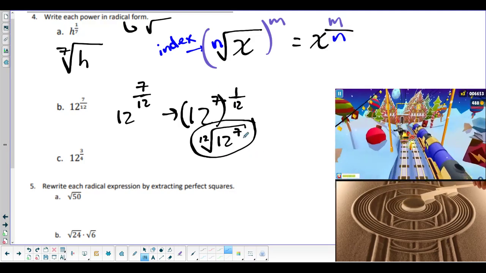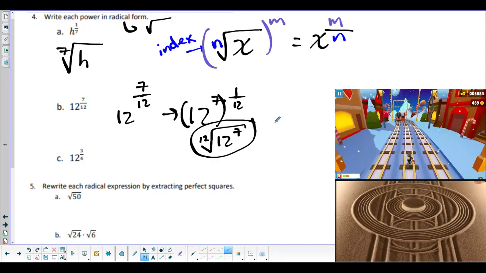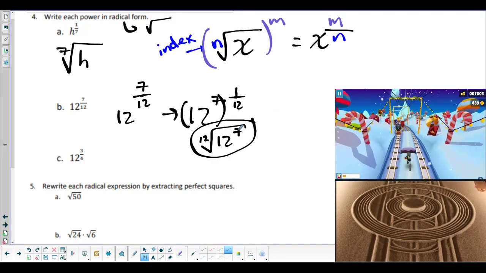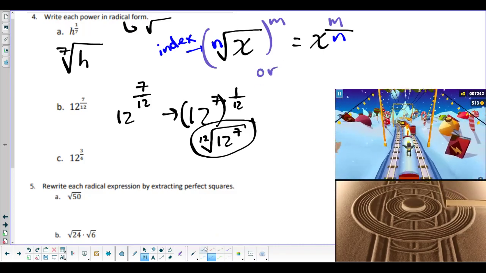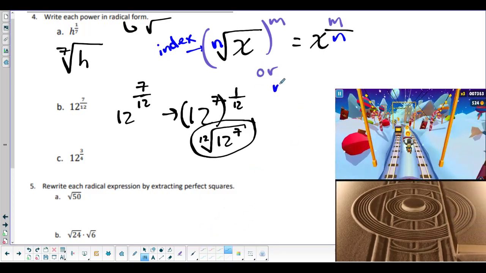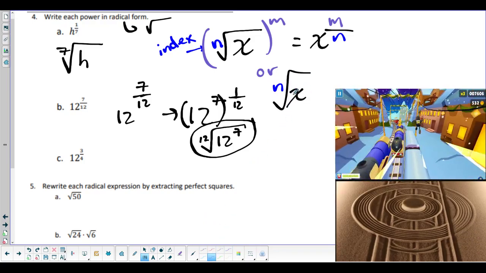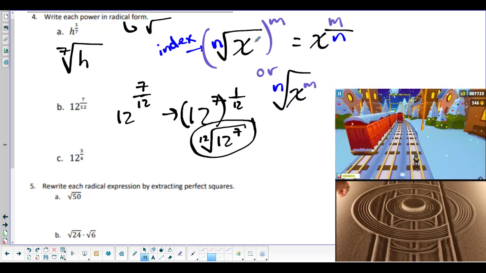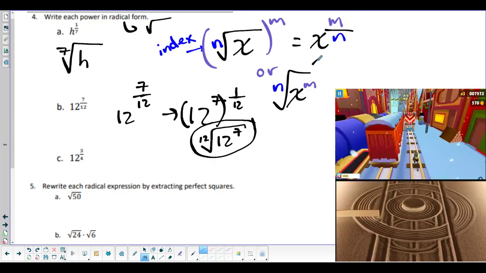right? Which if you look, this is the same thing as this. It doesn't matter if the 7th is in the square root or not, actually, right? So it could actually be the nth root of x to the m power on the inside. These are both the same. They both equal this thing, okay?